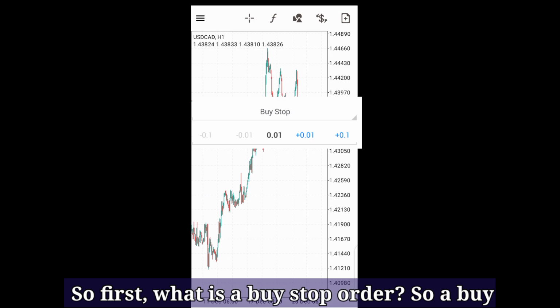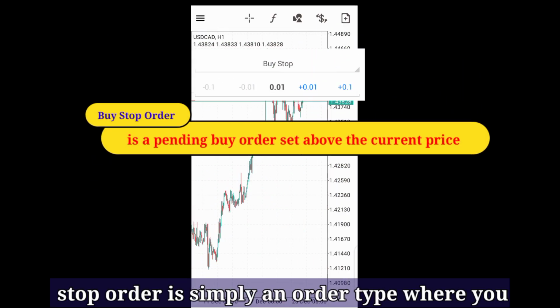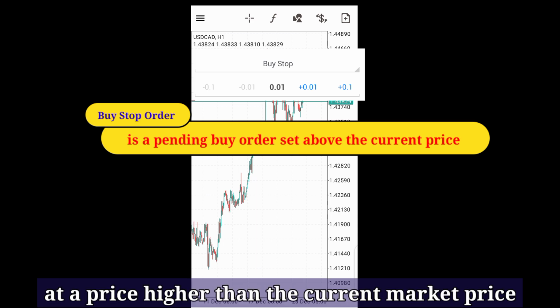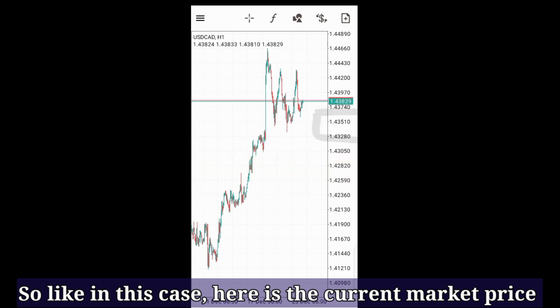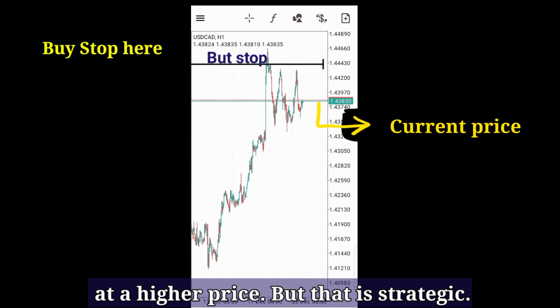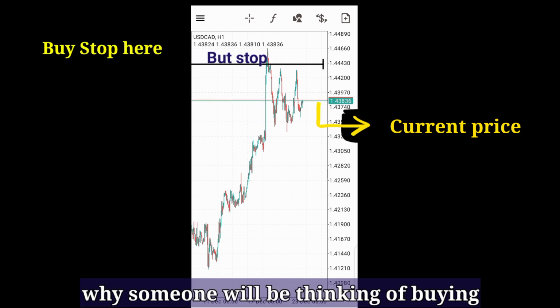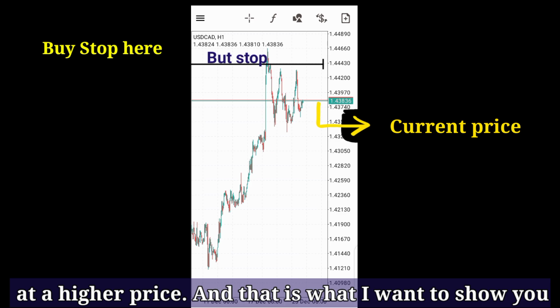So first, what is a buy stop order? A buy stop order is simply an order type where you take a buy position at a price higher than the current market price. Like in this case, here is the current market price. Taking a buy stop means buying at a higher price, but that is strategic. There is a reason why someone will be thinking of buying at a higher price, and that is what I want to show you in this video.